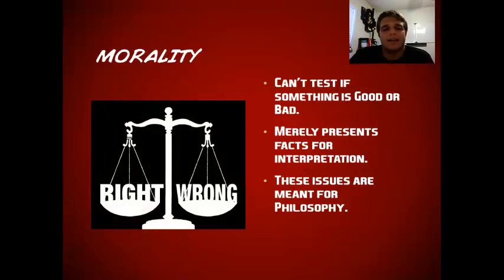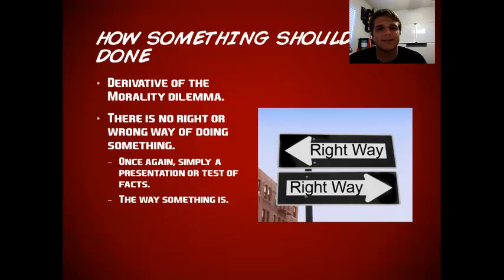Now, in morality and in how something should be done, these kind of tie really close together. You can't test whether something is good or bad. You can test how calories affect somebody, but you can't test if it's quote unquote bad for you, okay? You can imply something from the results, but these issues fall more along the lines of philosophy and interpretation of results, okay? Science is strictly there to test something and provide results. And so testing things on a moral basis just can't work. And how something should be done kind of applies to that. It's derivative of the morality dilemma.